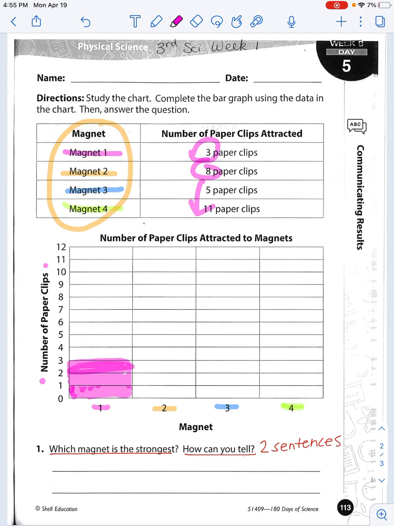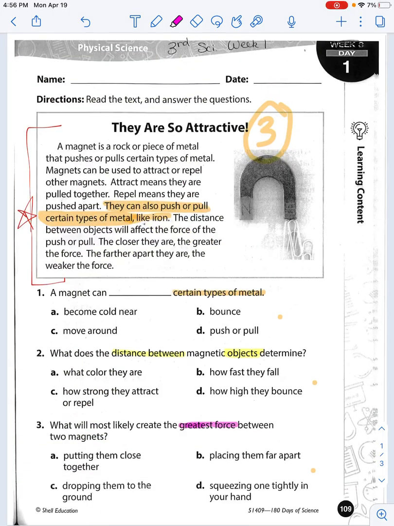Then for question 1 on the bottom, it says which magnet is the strongest. How can you tell? I would like 2 sentences for this. The magnet that is the strongest is magnet blank, period. I can tell because blank, period at the end. Once you have finished this whole page and the first page with the 3 questions, then you may submit it to Schoology as an assignment.